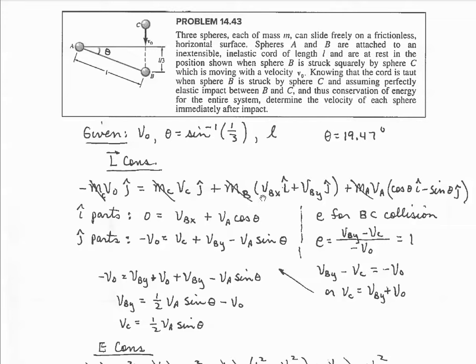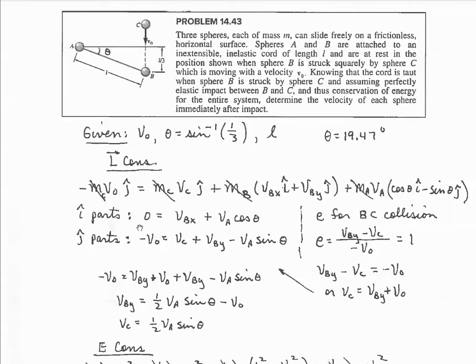Then B has a possibility of x components and y components, so that's why I wrote it out that way. And then one thing we know about A is it can only move in the direction of theta, so we can write that out as m sub a, v sub a, times a lambda unit vector, let's say, in the direction of A to B, which is cos theta i minus sine theta j.